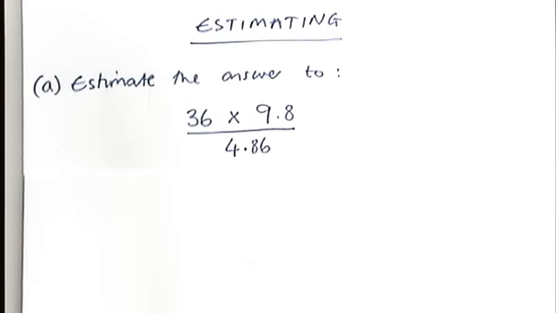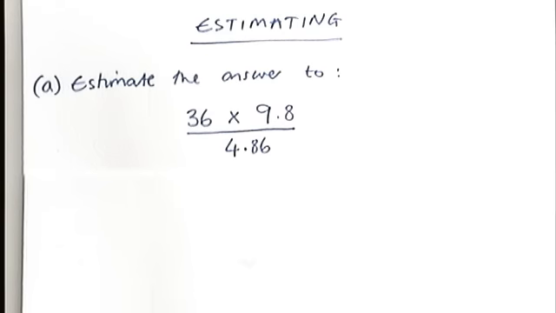So here's our first example, 36 times 9.8, all divided by 4.86. And the first thing that you should do when you're asked to estimate is you should try to round each of those numbers to one significant figure. If you haven't already watched the video on rounding to one significant figure, I'd encourage you to do so, because otherwise some of the rounding conventions we use might be a little bit confusing to you.